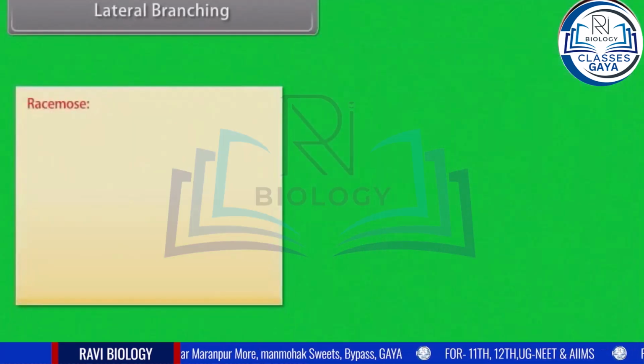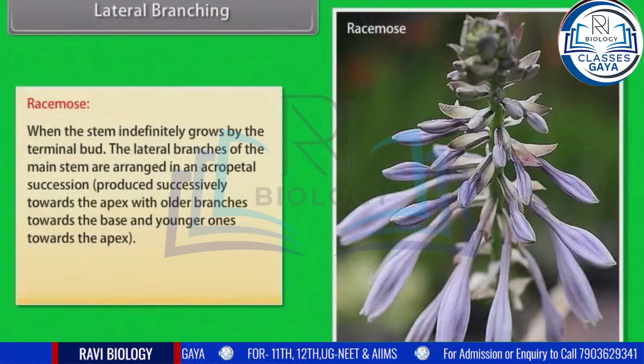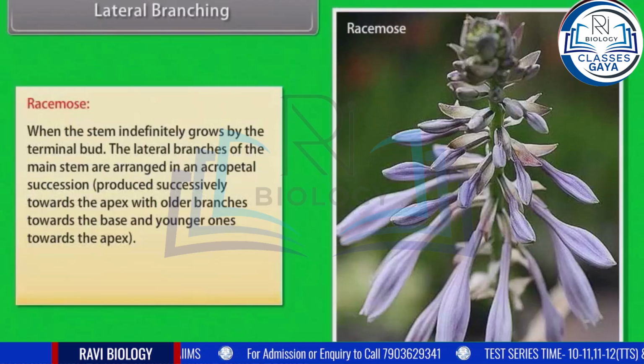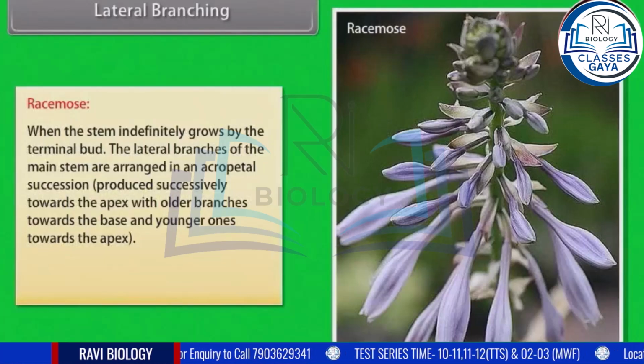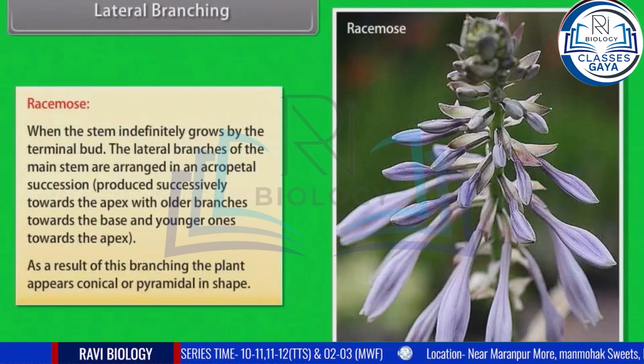Racemose. When the stem indefinitely grows by the terminal bud, the lateral branches of the main stem are arranged in an acropetal succession, produced successively towards the apex, with the older branches towards the base and younger ones towards the apex. As a result of this branching, the plant appears conical or pyramidal in shape.